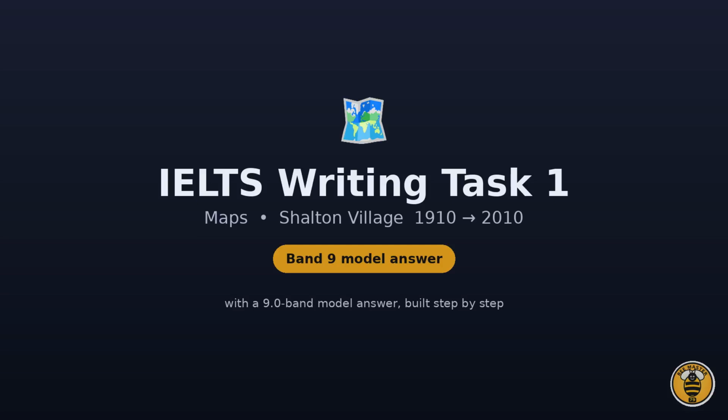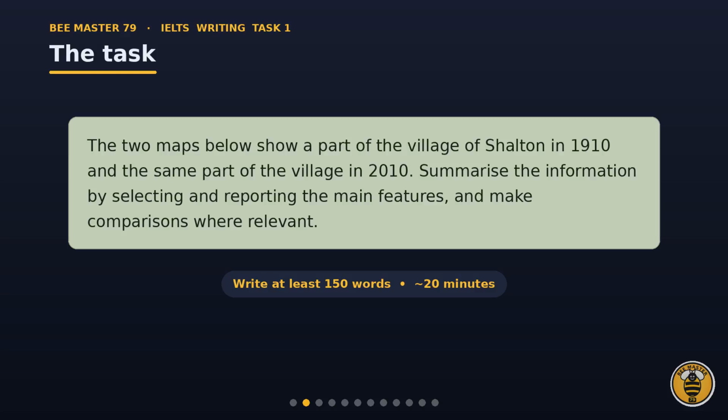In this lesson we tackle an IELTS writing task 1 map question and build a full band 9 model answer step by step. Here is the task. The two maps show a part of the village of Shalton in 1910 and the same part in 2010. We must summarize the information by selecting the main features and make comparisons where relevant. We should write at least 150 words.